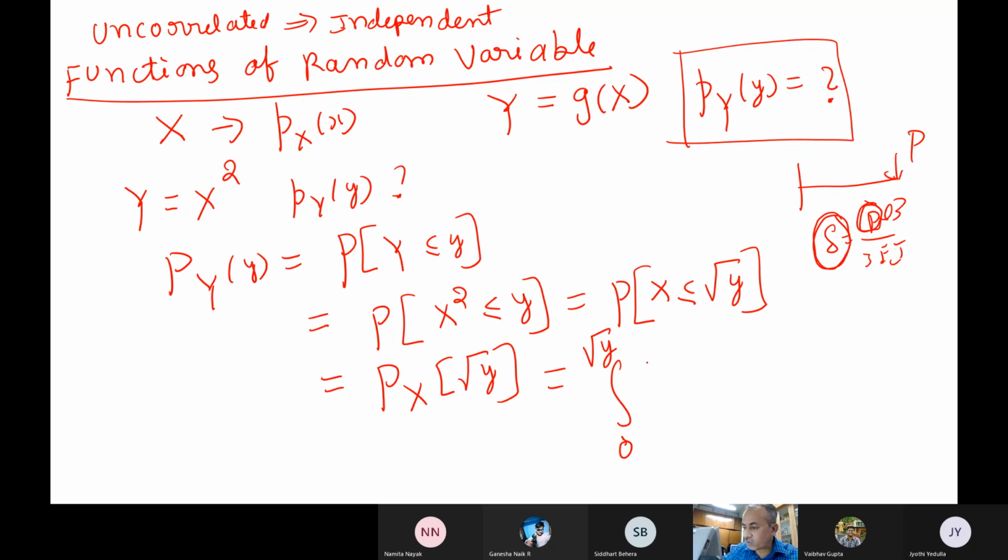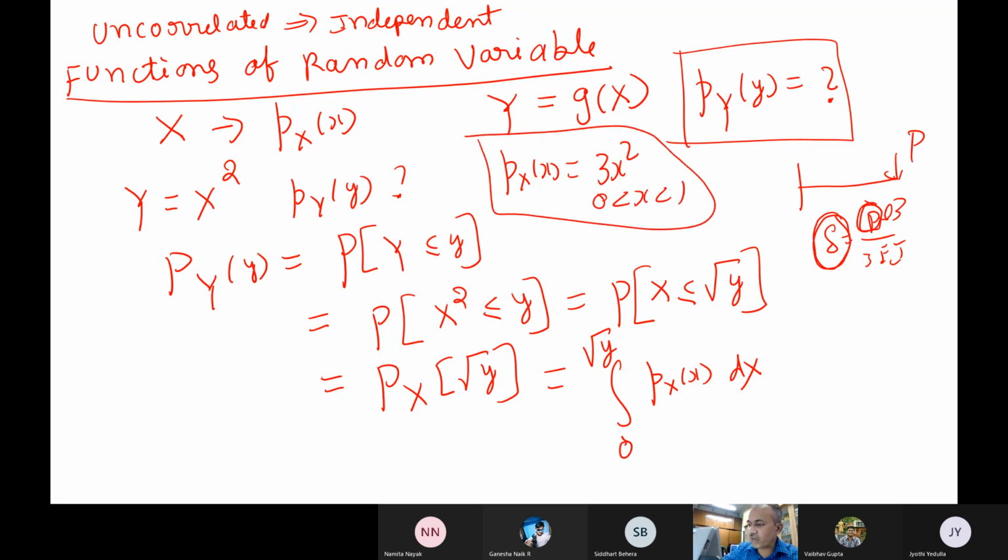You follow, right? So p_x of x dx. Now let us say the density function p_x of x is given as 3x squared, with x lying from 0 to 1. So you can find out p_y. You substitute this in this expression: the integral from 0 to root of y of 3t squared dt. Substitute and then do the integral.